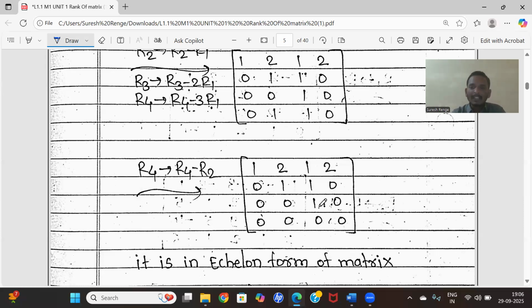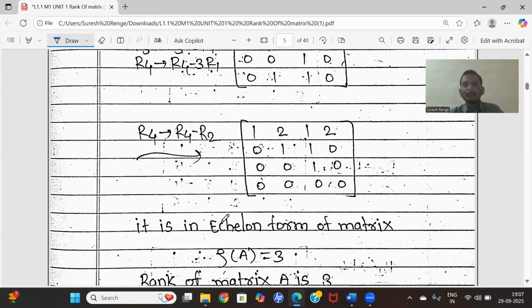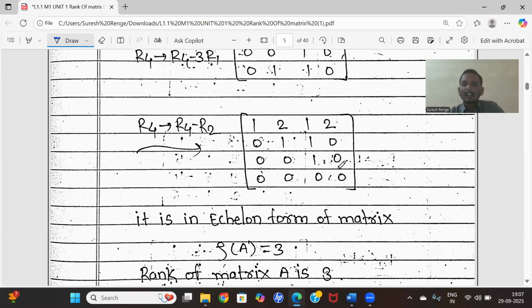If you observe that matrix, 1 is the leading element in row number 3, and those elements which lie below it are already 0. What is your observation? This matrix is in echelon form.